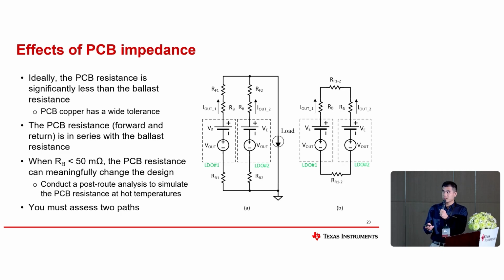But it is only meaningful for a ballast resistor below 50 milliohm. Such as, if your ballast resistor is calculated as 20 milliohm, but on the PCB the routing resistance is around 5 milliohm, you can get a ballast resistor of 15 milliohm.